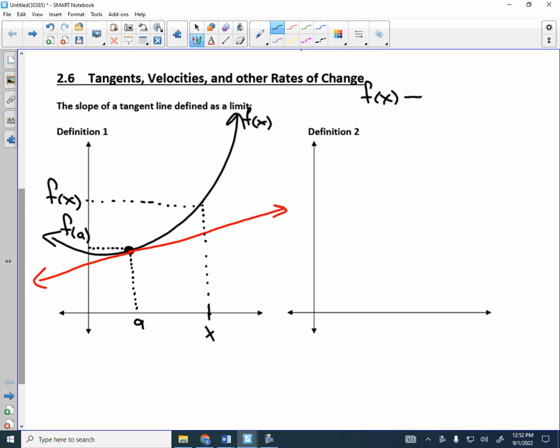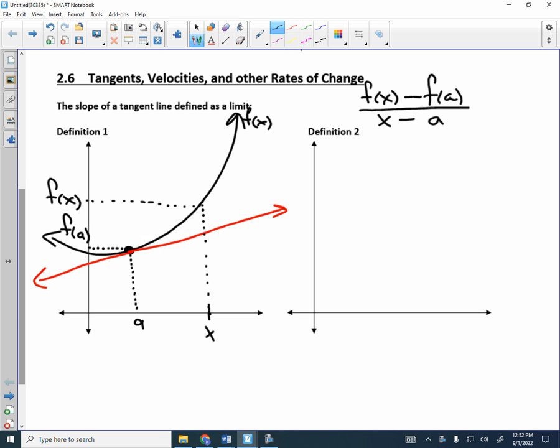This is the function, this is the output. It's the same thing. Minus f of a, all over x minus a. So we've already looked at that at the beginning.